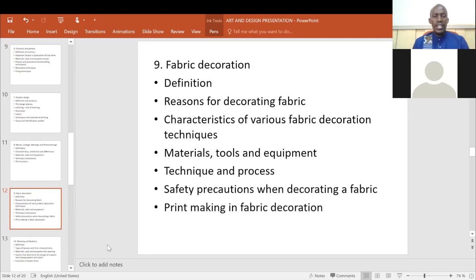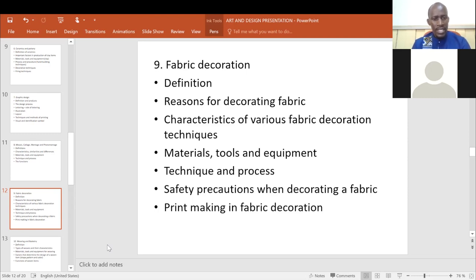For instance, paper one in art, section C of the paper, requires the candidate to give an essay. And most of the time, the essay is on the process and procedure of creating different art forms. An example of such art forms is fabric decoration, or even a sculpture, or a ceramic. So the candidates must be able to understand the process and procedure of creating such.